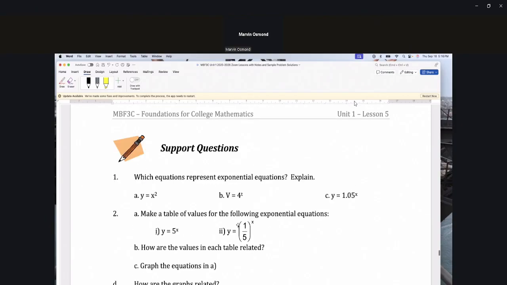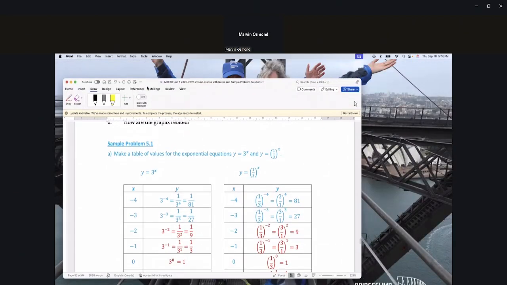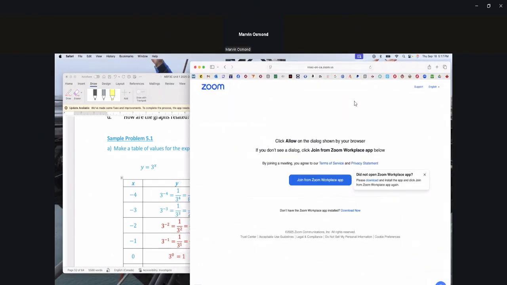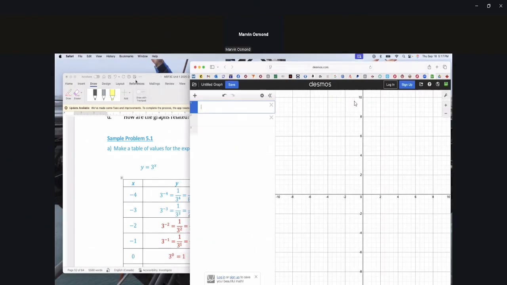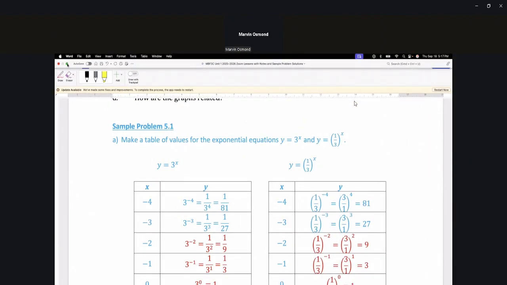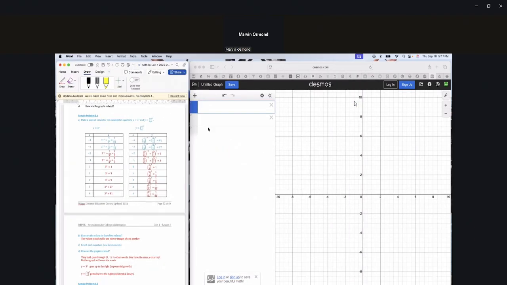So we're going to come down, and I'm going to work through a different one with you. I'm going to see if I can get this set up. I had it set up before, but we had to shut down. I want to lock that into place so I can graph. So here we're going to graph y equals 3 to the power x and y equals 1/3 to the power x. Those are the two graphs.